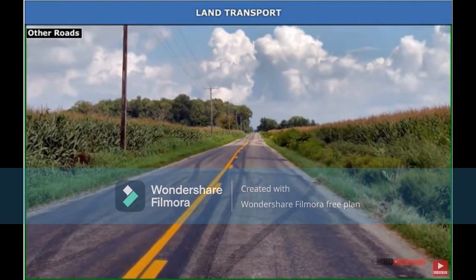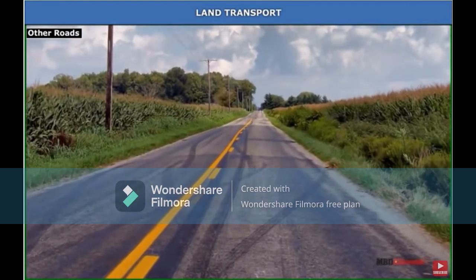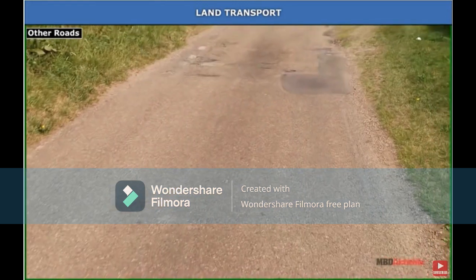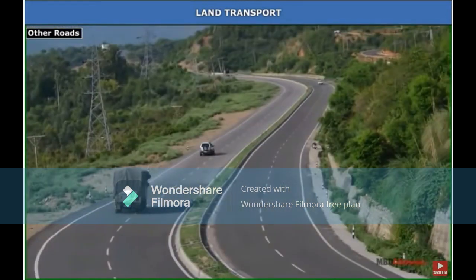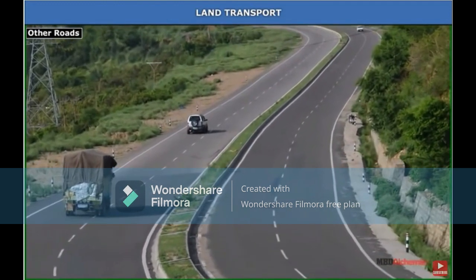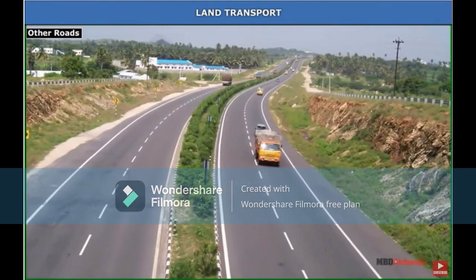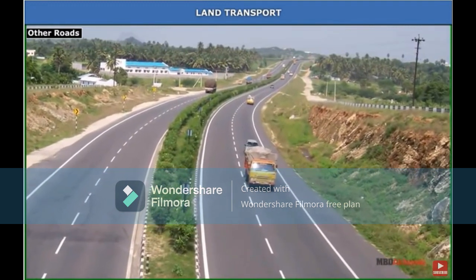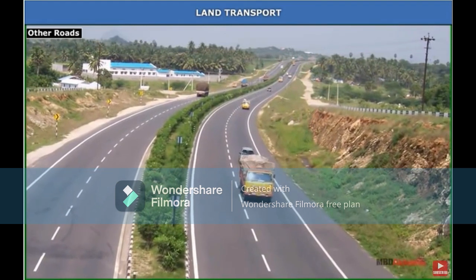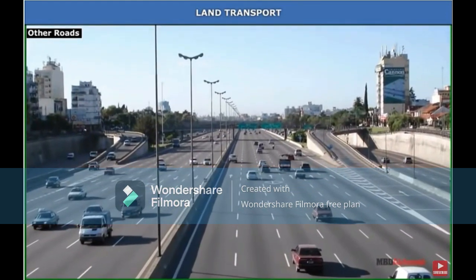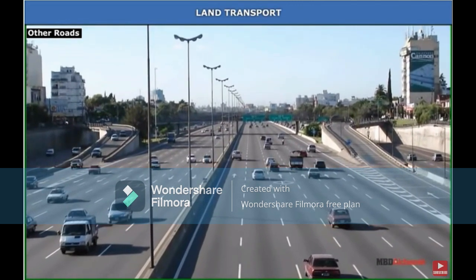Land transport. Other roads. There are also rural roads which link the villages with towns. Some of these roads are unmetalled. Highways. The state governments are responsible for the state highways. National highways join one state capital with another. They are maintained by the Central Public Works Department, CPWD. A number of major national highways run in north-south and east-west directions.